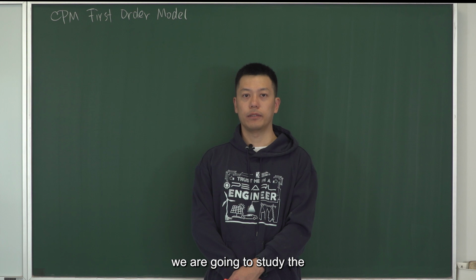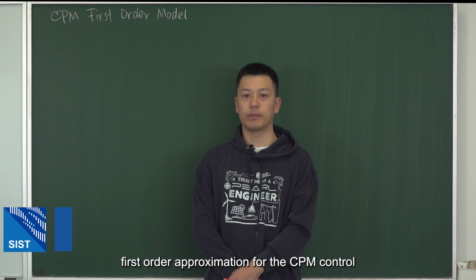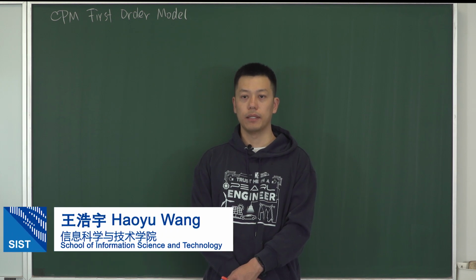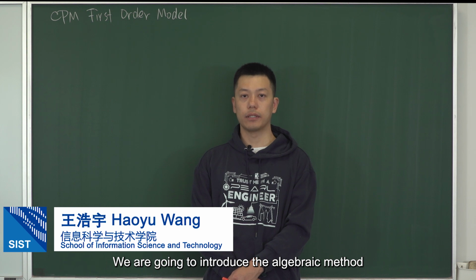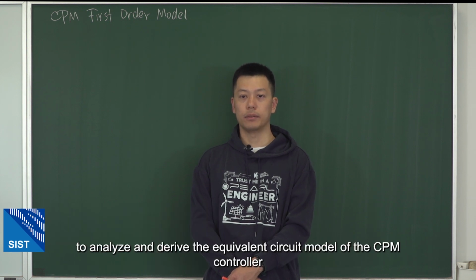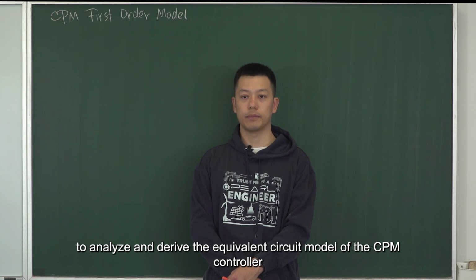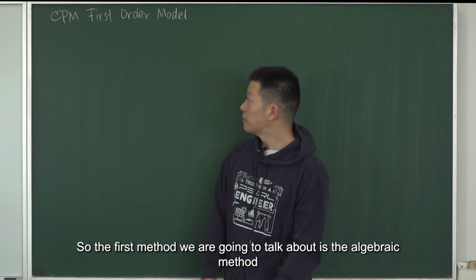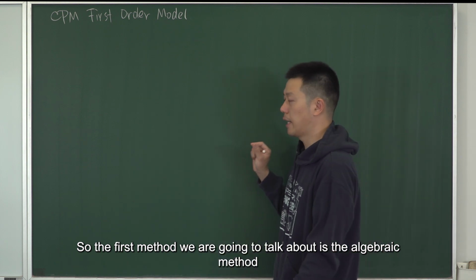In this section, we are going to study the first-order approximation for the CPM control. We are going to introduce the algebraic method to analyze and derive the equivalent circuit model of the CPM controller. So the first method we are going to talk about is the algebraic method.